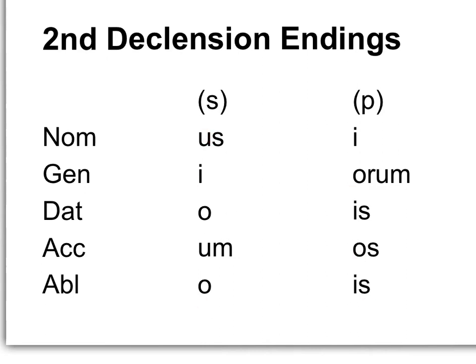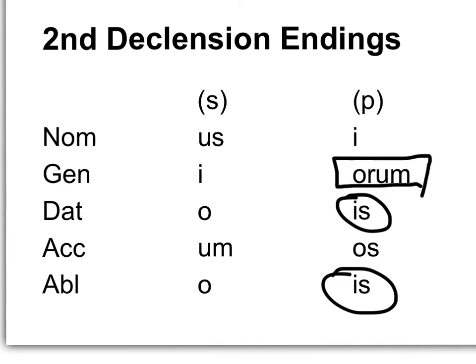There you go. Now we can draw some similarities between these second declension endings and the first declension endings. For example, in the dative and ablative plural, they're exactly the same as in the first declension. Not only do they repeat one another in the first declension, but they also repeat one another in the second declension, is and is. Also, the genitive plural, orum, is very similar to what we saw in the first declension, which was arum. So we're starting to see a pattern here already with all the O's in the second declension, and we saw a lot of A's in the first declension.